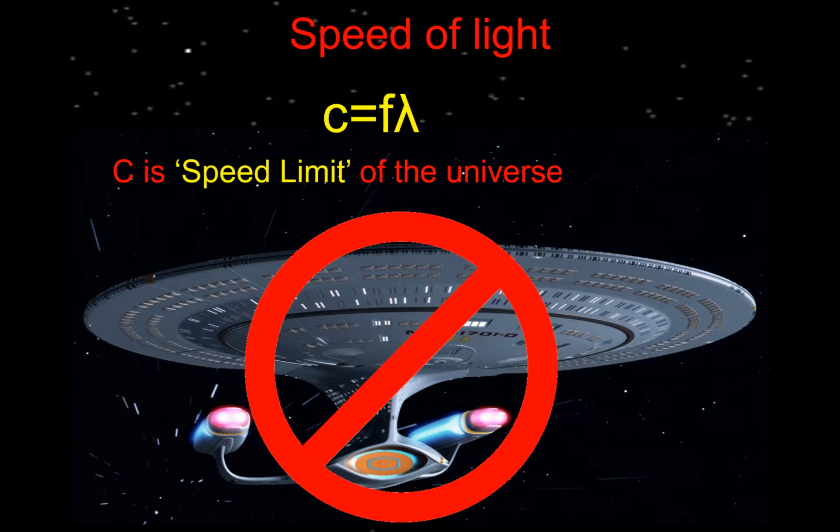The speed limit of the universe is about 3 times 10 to the 8 meters per second, and nothing goes faster than it. But that's the speed that light moves at in a vacuum. It will change speed in other media, such as air or glass or water, but generally 3 times 10 to the 8 is our accepted speed of light.